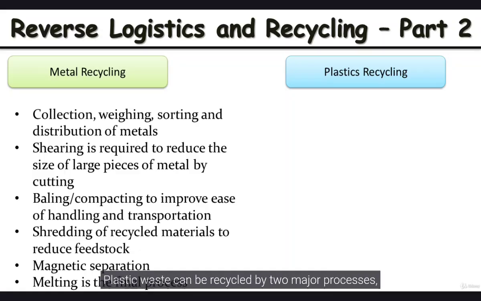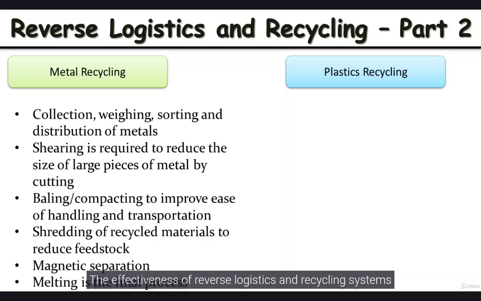Plastic waste can be recycled by two major processes: mechanical recycling and feedstock recycling. Mechanical recycling involves melting, shredding, or granulation of plastic waste. Feedstock recycling breaks down polymers into their constituent monomers, which in turn can be used again in refineries or petrochemical and chemical production.